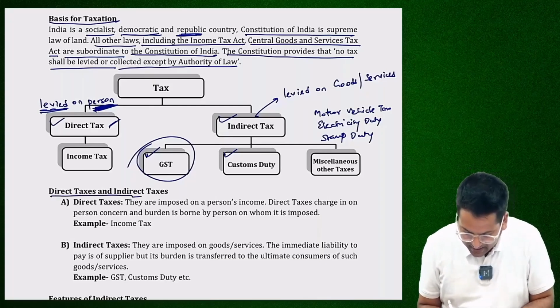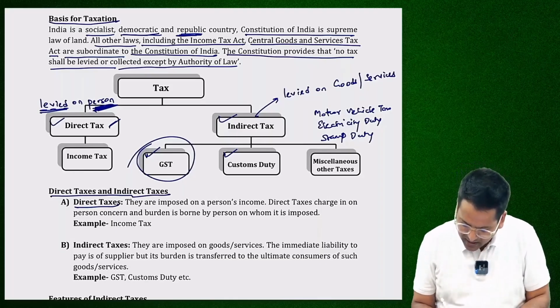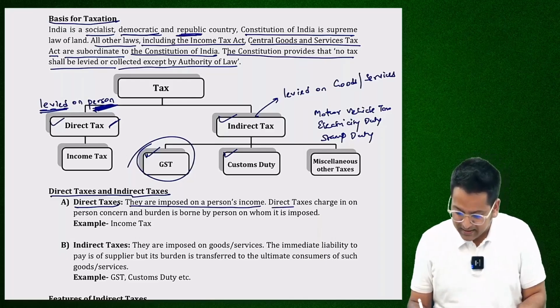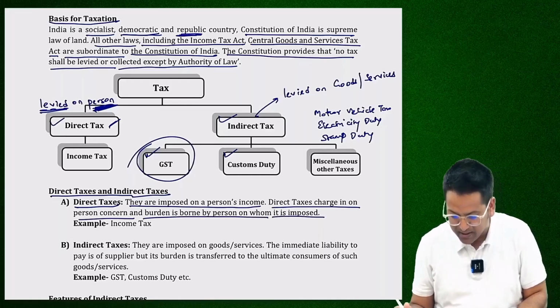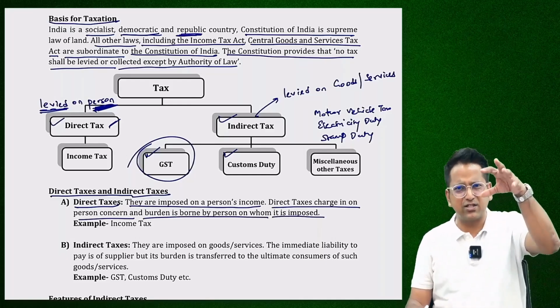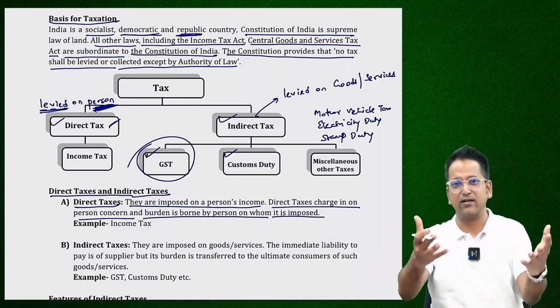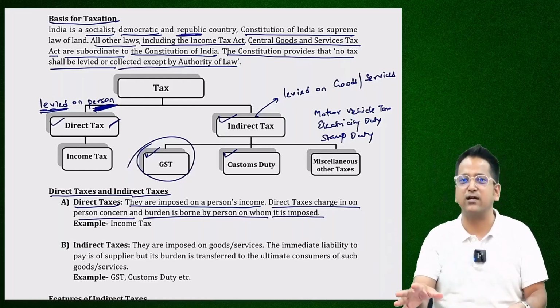Direct taxes and indirect taxes. Direct taxes are imposed on a person's income. The direct tax charge is on the person concerned, and the burden is borne by the person on whom it is imposed. Whoever it is levied on will bear the burden and pay to the government.